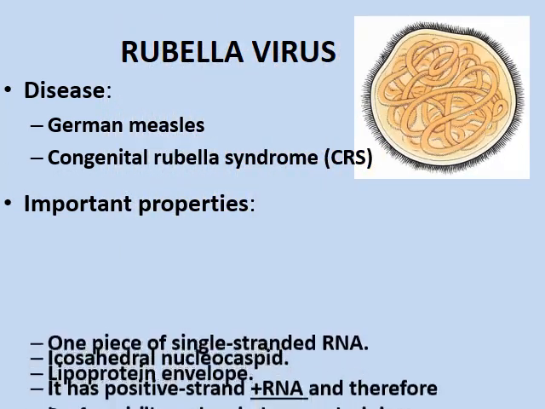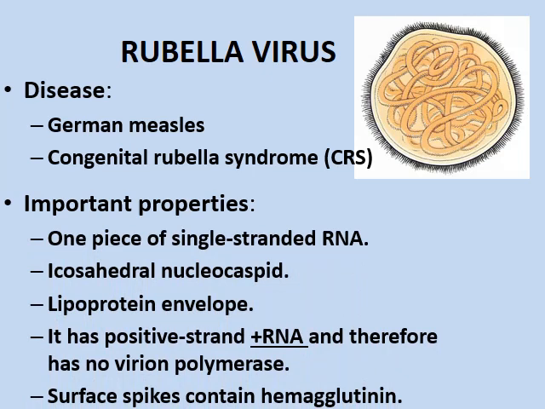Properties of the virus: it is a non-segmented, single-stranded RNA virus, with an icosahedral nucleocapsid and a lipid envelope. It is very similar to paramyxoviruses. The only difference, the most important difference, is that rubella has positive-strand RNA. All paramyxo and orthomyxo viruses, the influenza and parainfluenza group, are negative-strand RNA. Rubella is positive-strand RNA, therefore no viral polymerase.